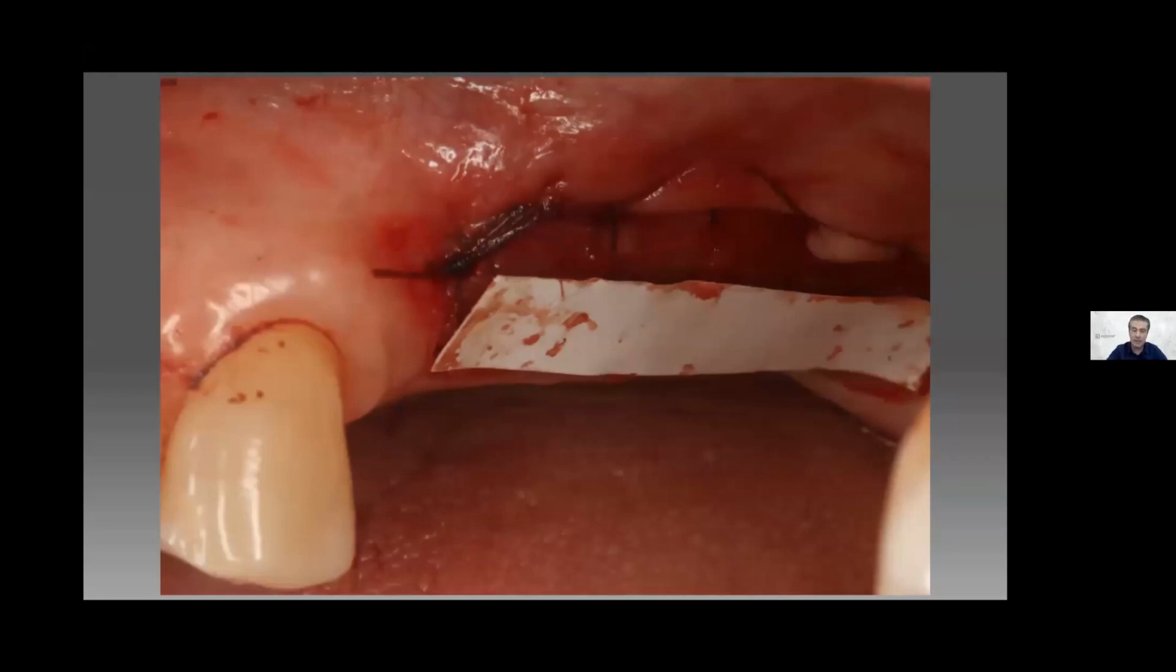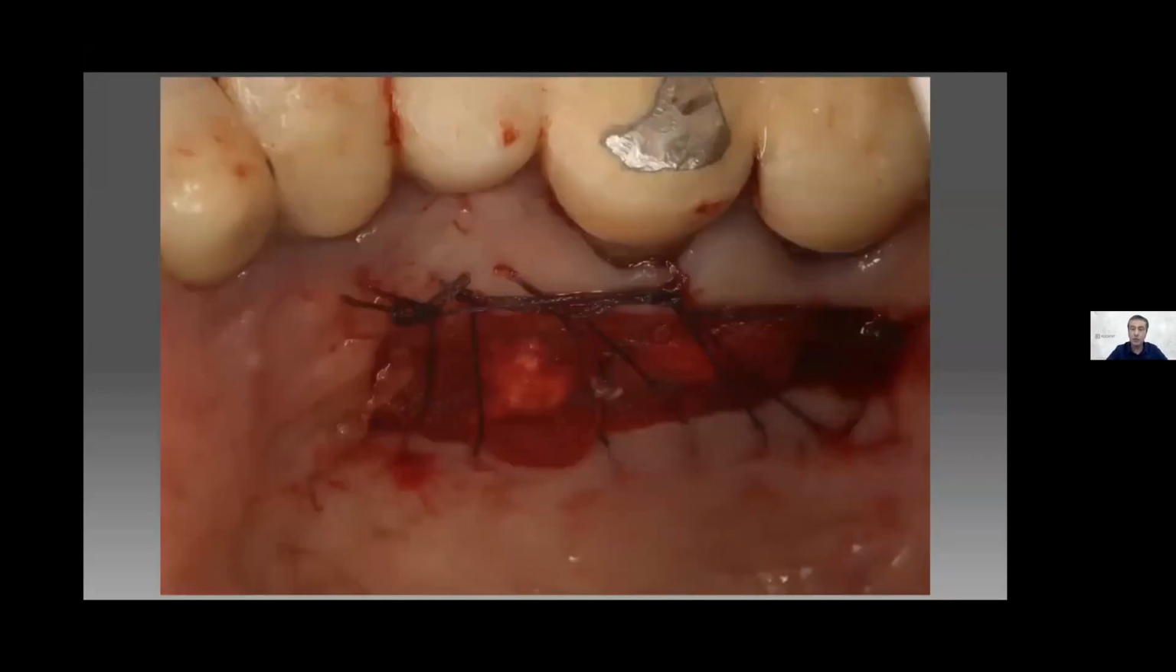not less. If it's less, the free gingival graft will resorb, and if it's very thick, there will be a lack of vascularization during healing, and it will resorb or cause necrosis. So the ideal thickness is 2 millimeters for a free gingival graft, and if you are dealing with a connective tissue graft, we have between 1.2 and 1.5 millimeters, and this is the donor site.